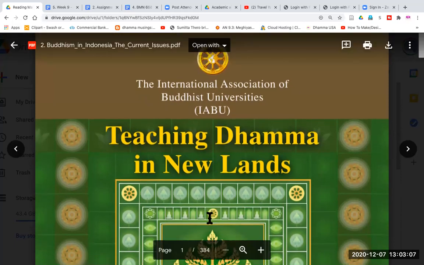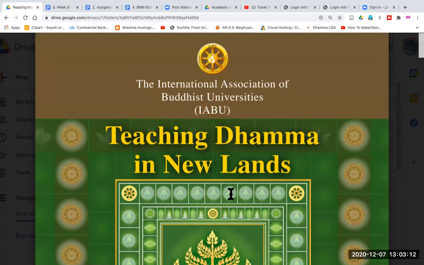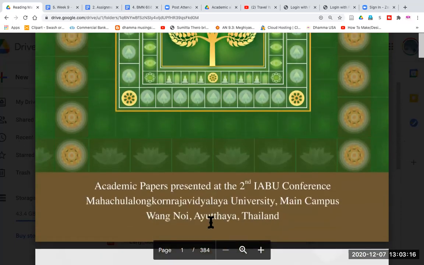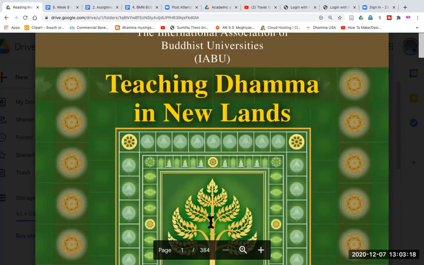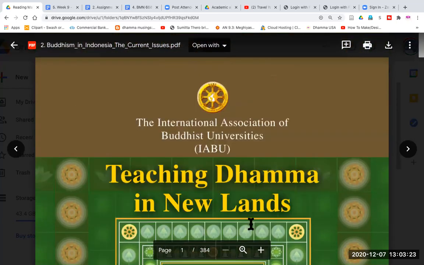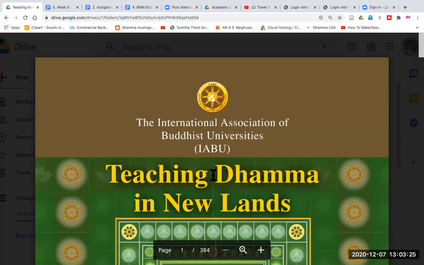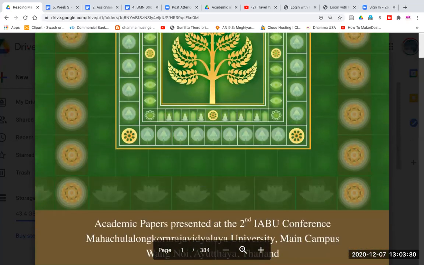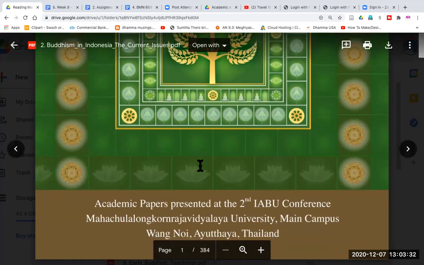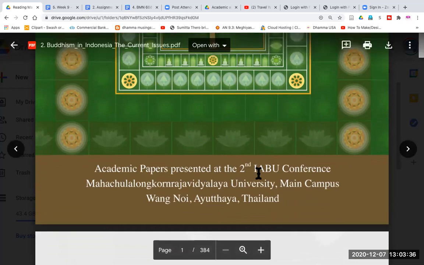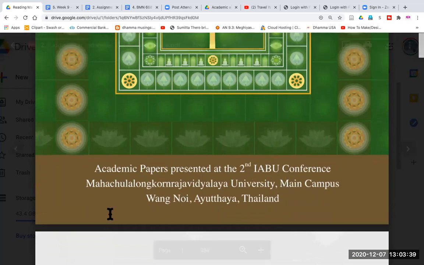This is a wonderful book. This is IABU, International Association of Buddhist Universities, Teaching Dharma in New Lands. I guess this one also can be very helpful to us. This is a collection of articles. You can see the page numbers here, 384 pages. They are academic papers presented at the second IABU conference.